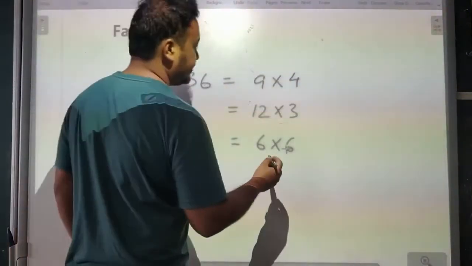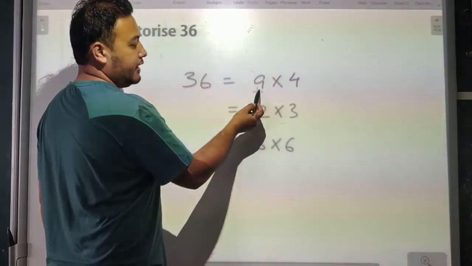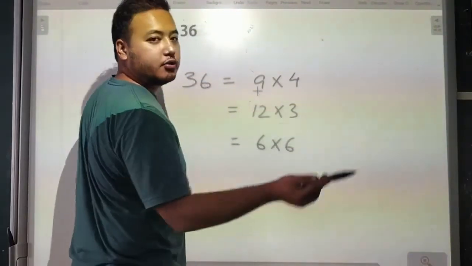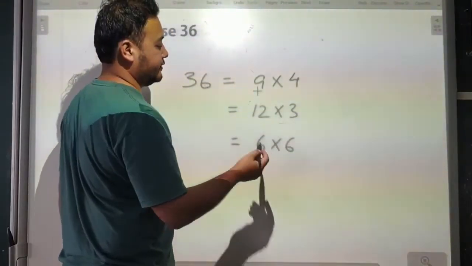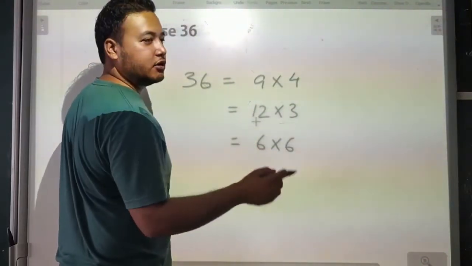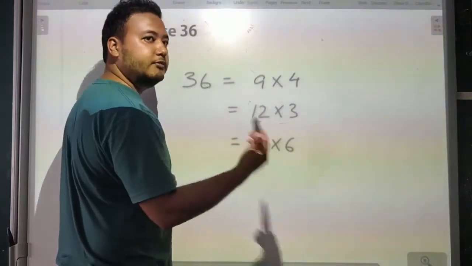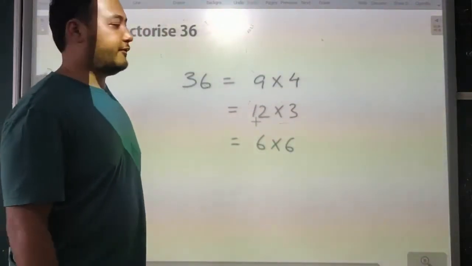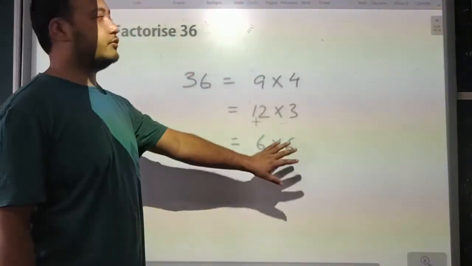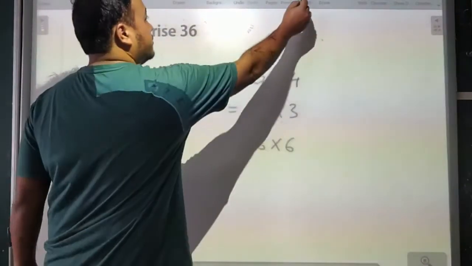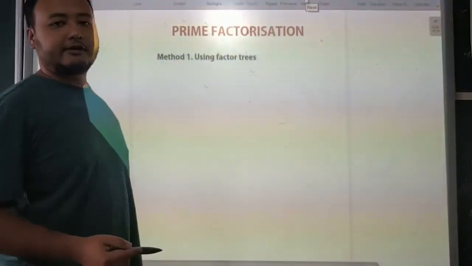Okay. Now as you can see, the number 9 here can be broken down further into its factors. The 12 can be broken down further into its factors. 6 also can be broken down further into its factors. Okay, so we're not going to do that. We'll just move on to prime factorization.